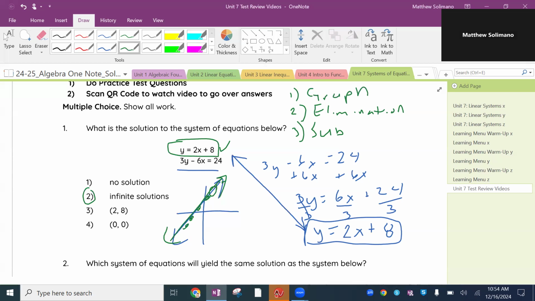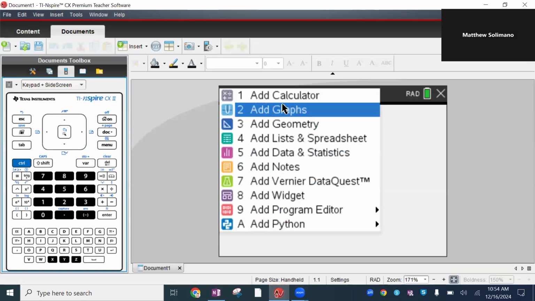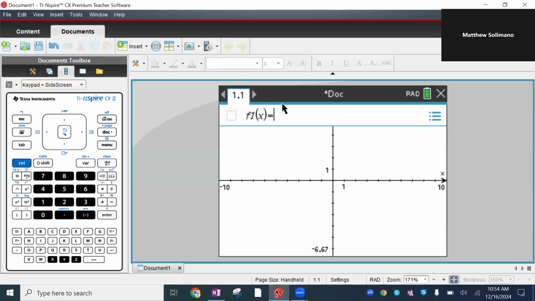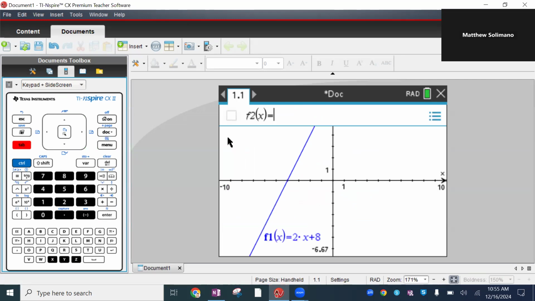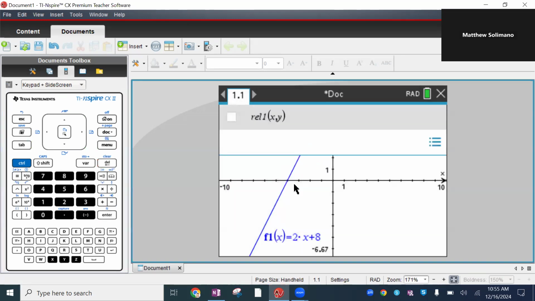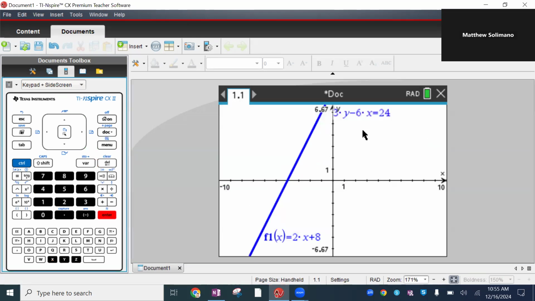The other option, right, would be to use that graphing calculator if you have trouble solving. And we could just graph these two. So we had 2x plus 8 is my first equation. Then I'm going to hit tab for a new equation. I'm going to make this a relation because it was 3y minus 6x equals 24. And that was not solved, so it's a relation. But we see we get the exact same line. So this is infinitely many solutions. Kind of a weird one.